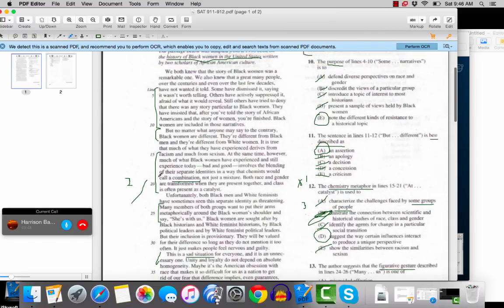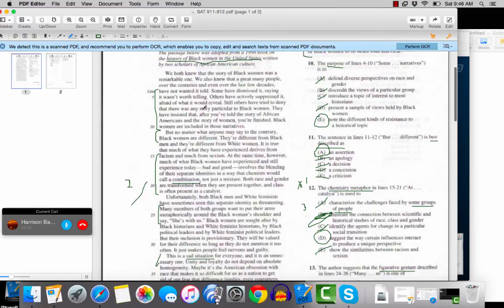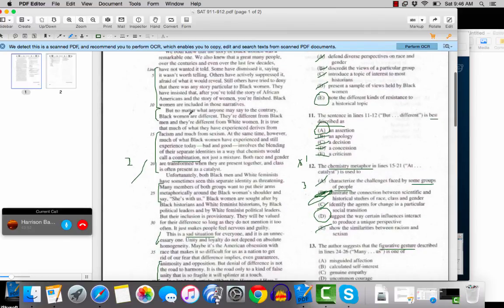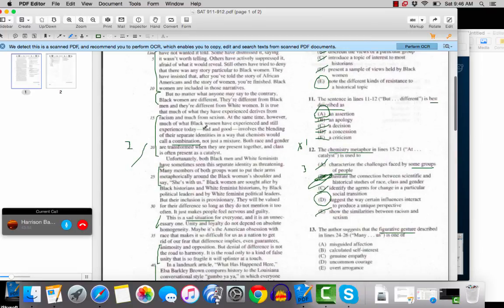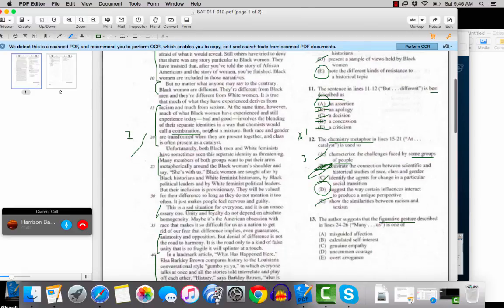So we go, okay, history of black women. People haven't wanted their story told, but black women are different. When they combine their separate identities, it becomes this new thing, this new perspective. What I'm doing is linking things that I already know the answer to. I know this is good, solid reading because I've answered questions on these.